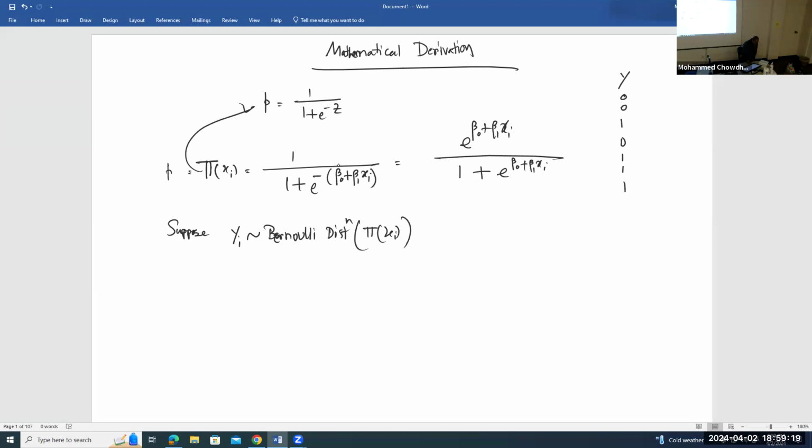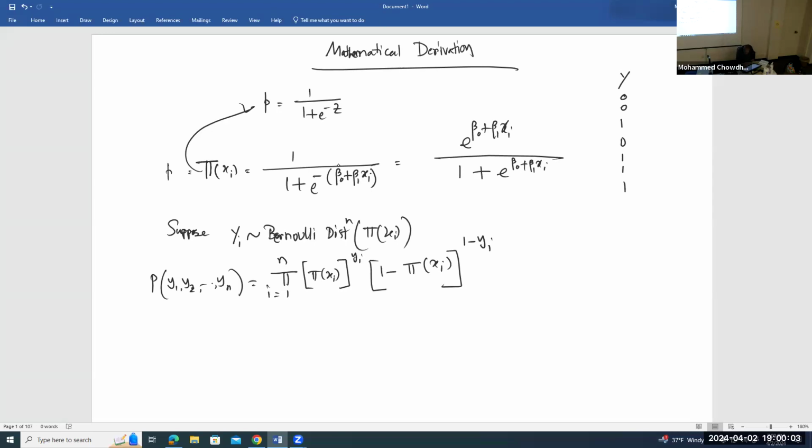Now I want to find the joint probability distribution function of y1, y2, up to yn, which could be obtained by this product: i goes from 1 to n of phi of xi to the power yi, times 1 minus phi of xi, to the power 1 minus yi.